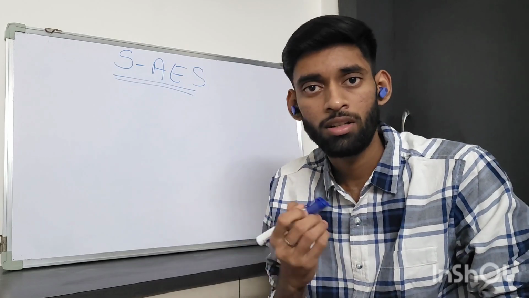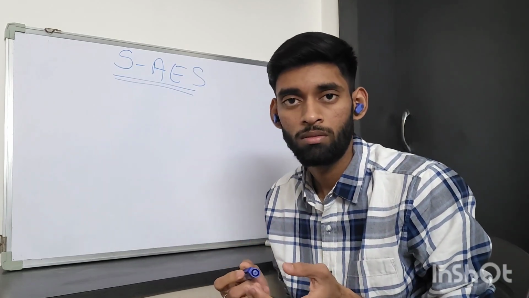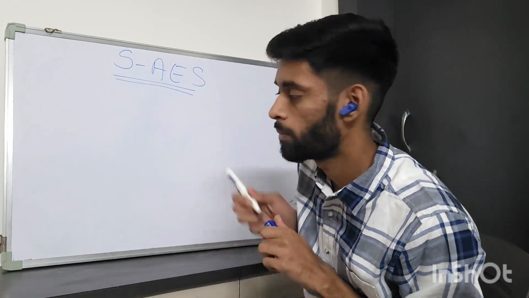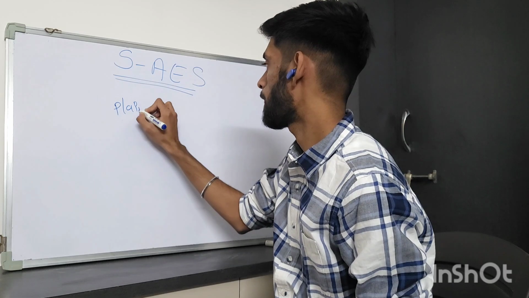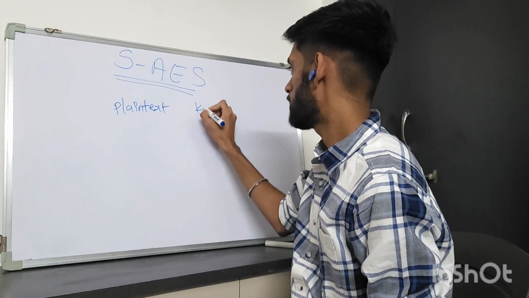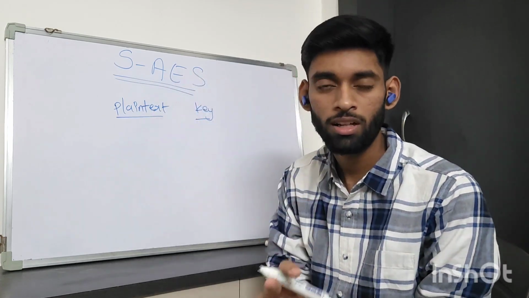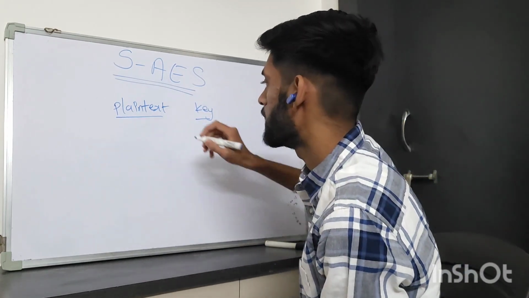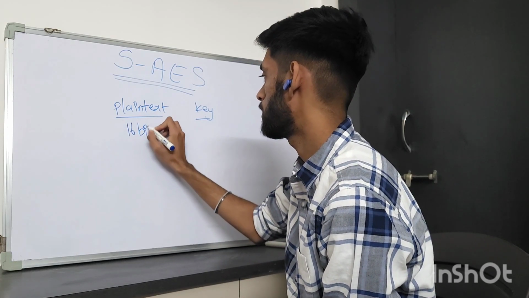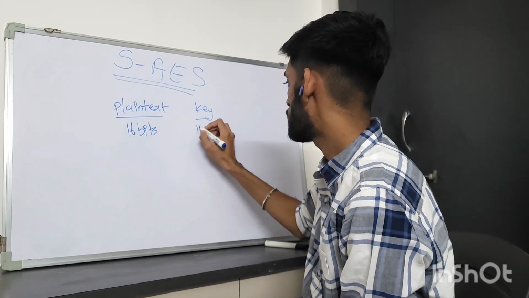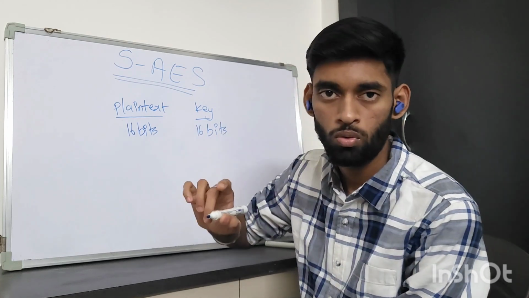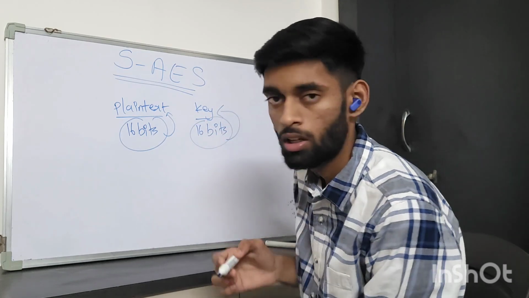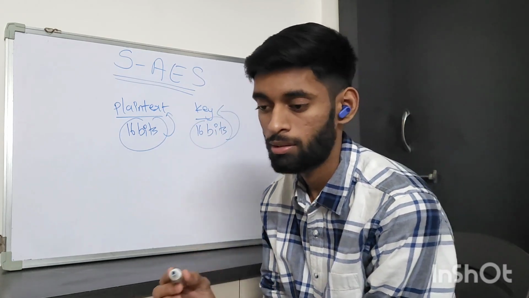So first of all, let us understand the size of plain text and key. These two things are a must as far as symmetric encryption is concerned. One is plain text and another one is key. These two things are mandatory for symmetric encryption. In SAES, plain text is 16 bits as well as key is 16 bits. So both of them have a similar size of 16 bits.